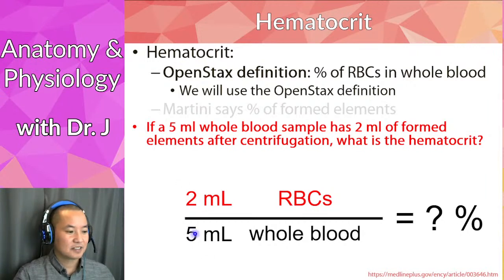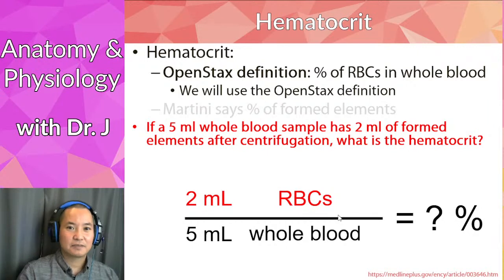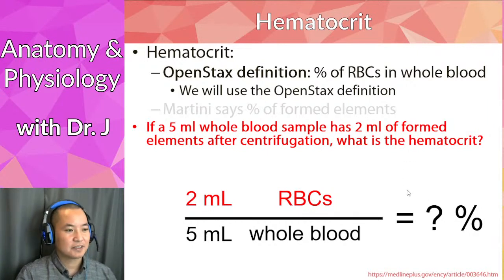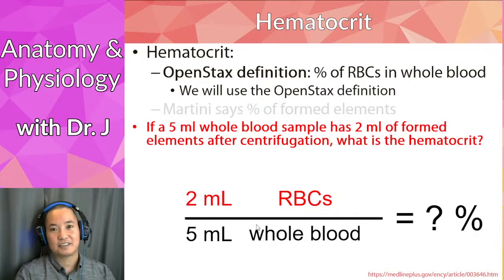Another way you can do it is just multiply. You can get this to 100 by multiplying by 20. 2 times 20 is 40. So this person's hematocrit would be 40%. So kind of on the low end for a male, but totally normal for a female. So that's how you're able to calculate hematocrit.